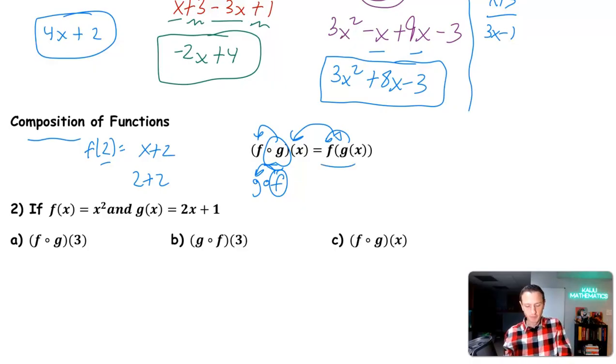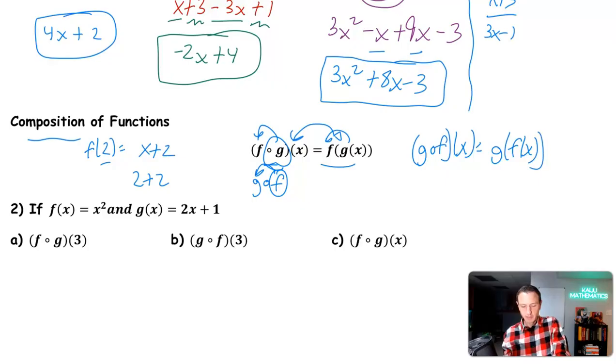And then I even rewrote it here. So if it was g composition of f like that, that would be g of f of x. That's taking the f of x function and plugging it into the g of x function.